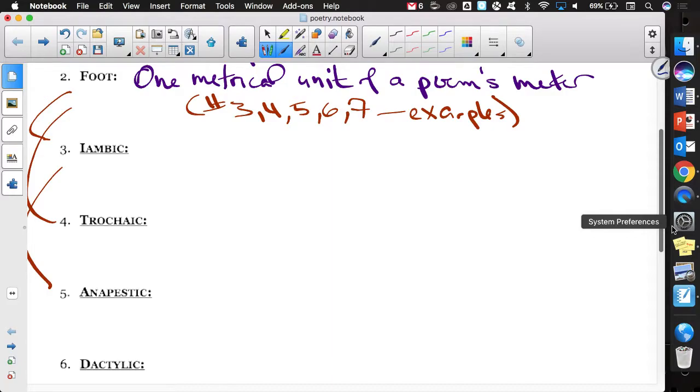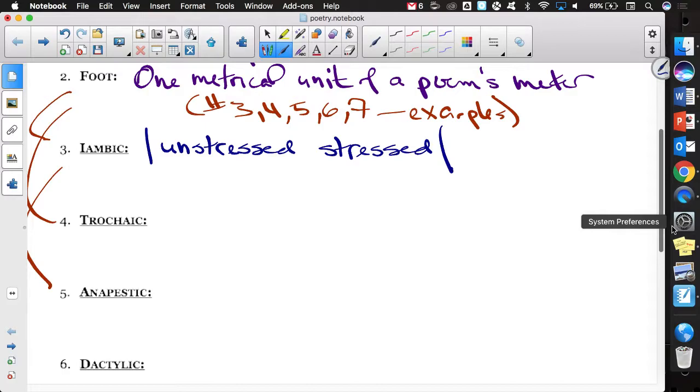All right, so number 3, this is iambic, so that's an I-A-M-B-I-C. The pattern for iambic means that it is unstressed, stressed. So if it is written in iambic meter, you're going to have a constant wave of unstressed, stressed, unstressed, stressed, unstressed, stressed throughout. How do you mean stress?